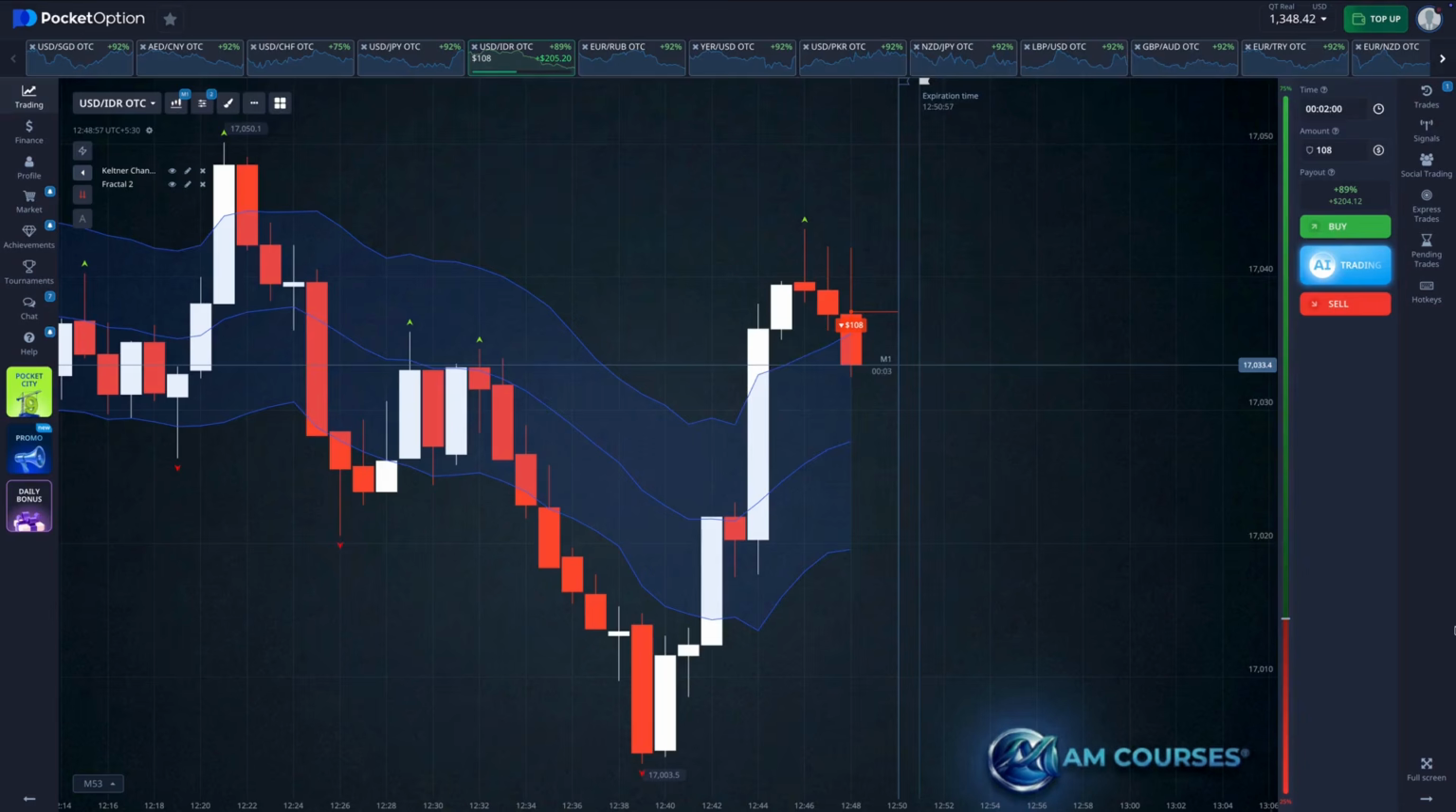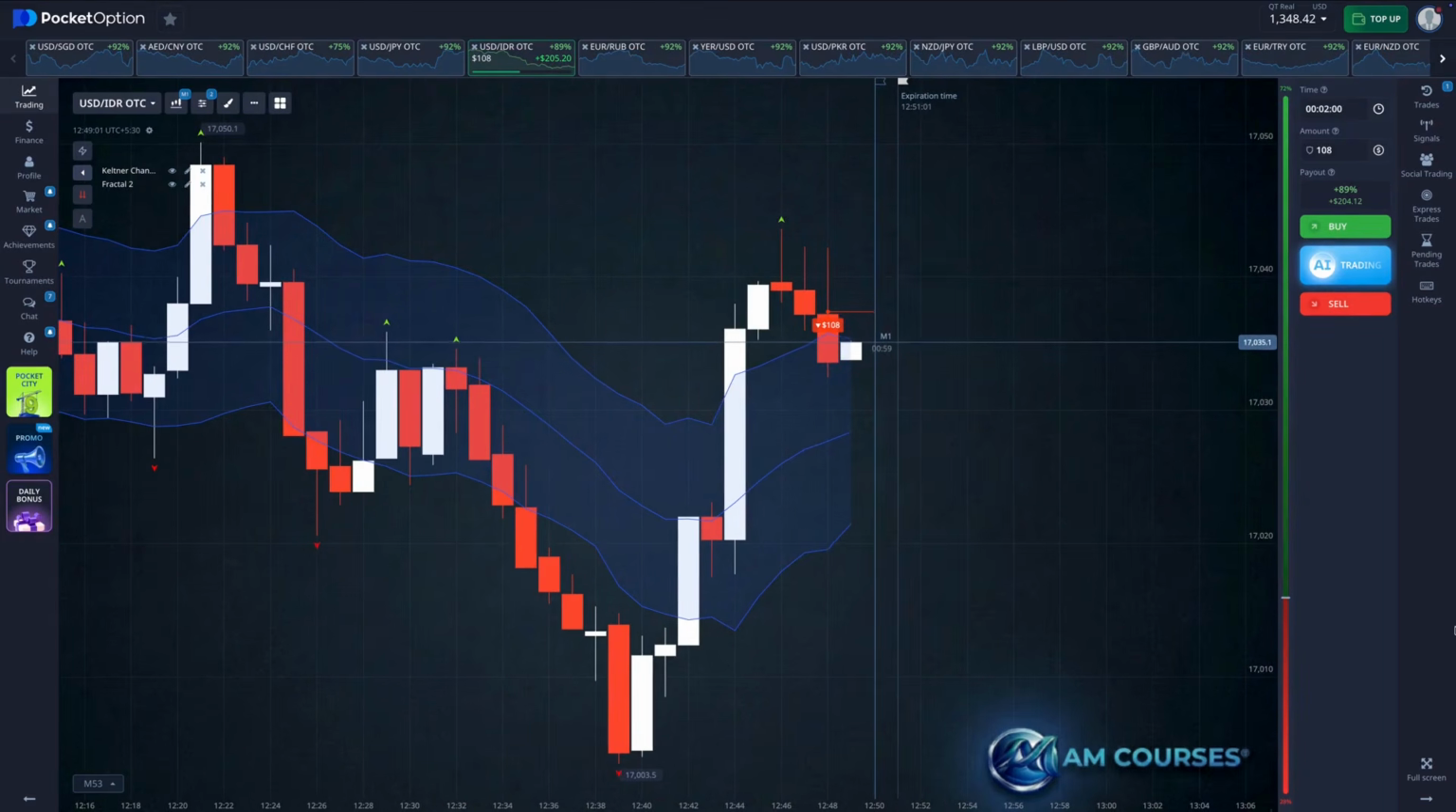Alright, so now that you've seen the rules, let me walk you through why this works so well. The Keltner channel gives us a dynamic range. It's constantly adjusting to volatility. When price breaks outside that range, it's overextended. That's where reversals happen. But here's the thing. Not every breakout is worth taking. That's where the fractal comes in. It confirms that price has actually turned. It's not just poking outside the channel, it's reversing with structure.